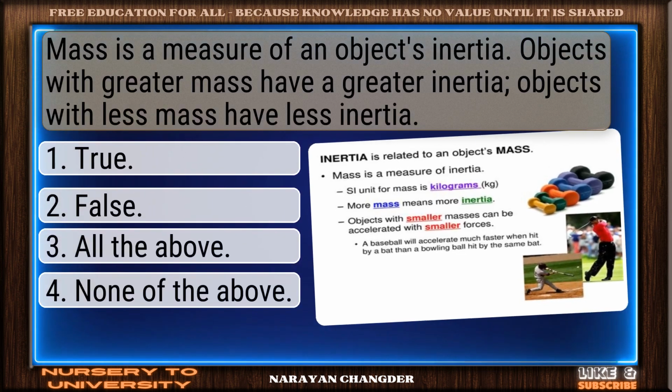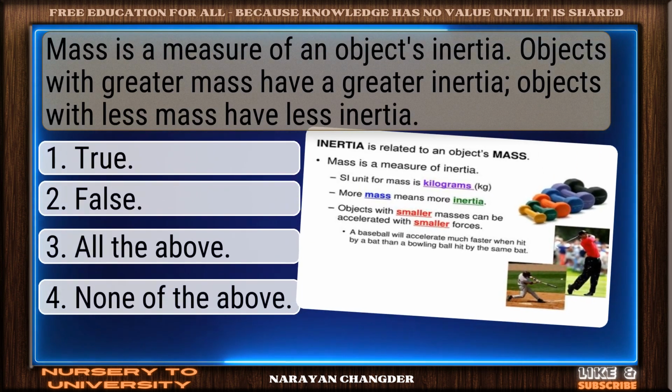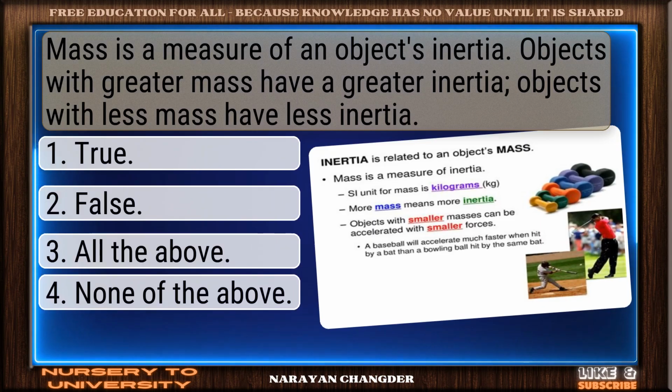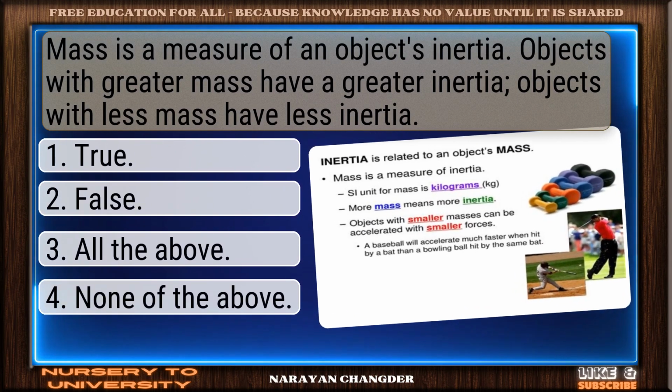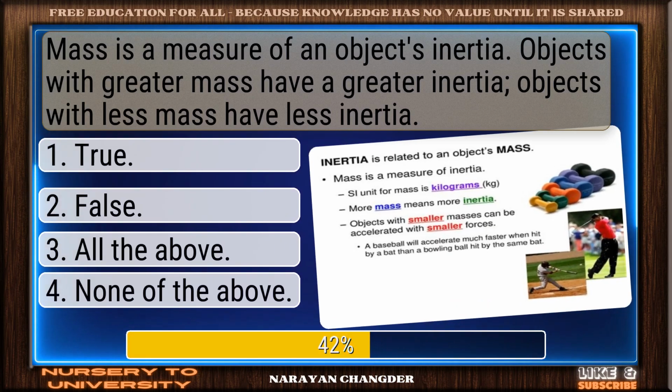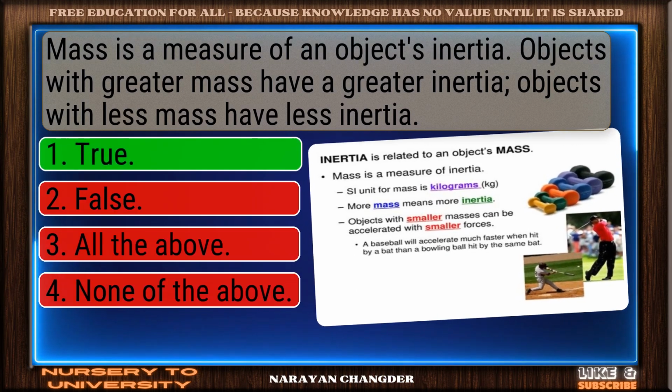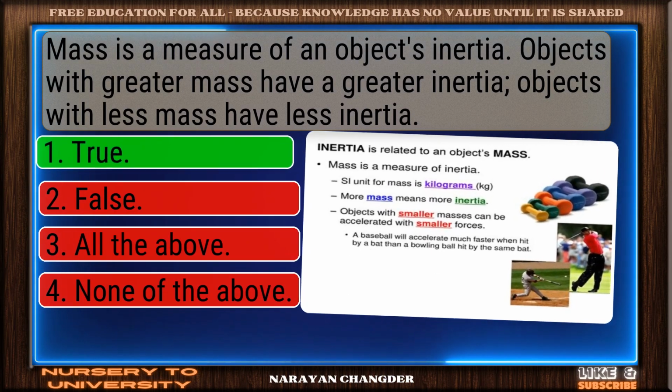Question number 63. Mass is a measure of an object's inertia. Objects with greater mass have a greater inertia. Objects with less mass have less inertia. Solid response. True is a valid choice.